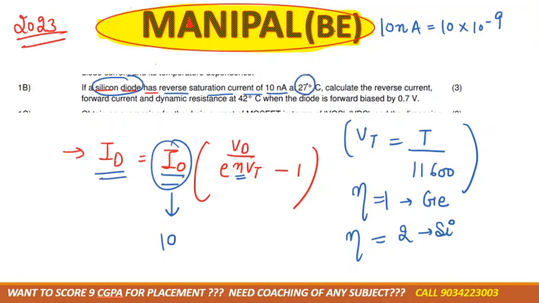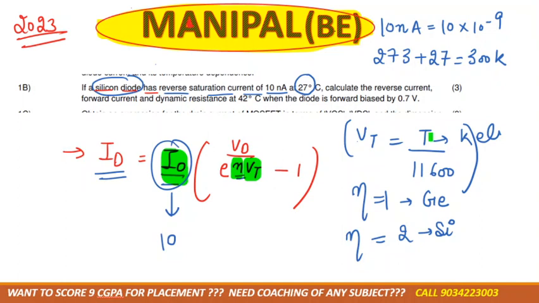Now they have given the temperature in Celsius. We need to convert temperature to Kelvin because this temperature formula is in Kelvin. So add 273 plus 27, that would be 300 Kelvin. So now we know eta, and we know Vt, that is 300 divided by 11600. Now they said calculate the reverse current.